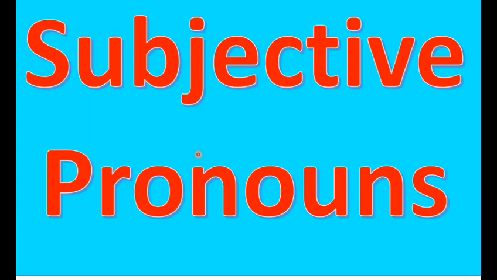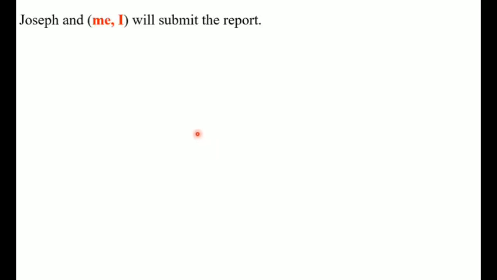Today our topic is about subjective pronouns. This is one of the most difficult parts in English grammar, and this time we are going to focus on how to use subjective pronouns in a sentence. Alright, like this example, Joseph and me or I will submit the report. This is somewhat confusing because most likely your answer is me, but this time we are going to analyze carefully how to get the correct answer.